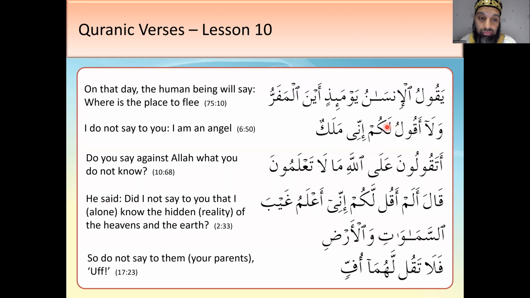Lakum, to you all. Inni, indeed I, malak, I'm an angel. So, wala aqulu lakum inni malak: and I do not say to you all that I am an angel. So again, qala, yaqulu, aqulu, naqulu, it's that one.